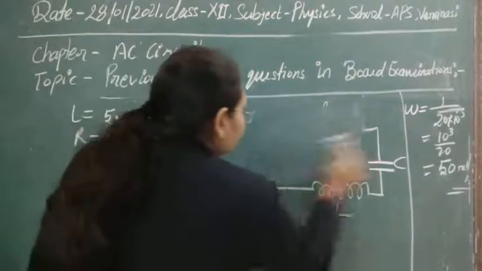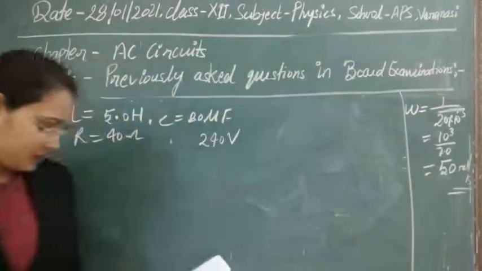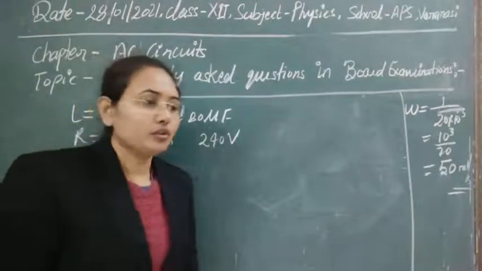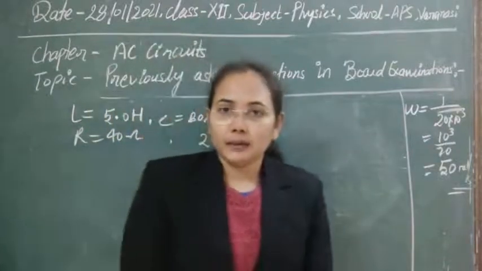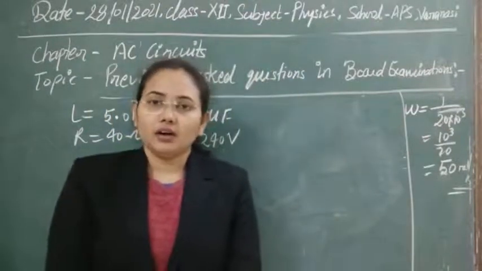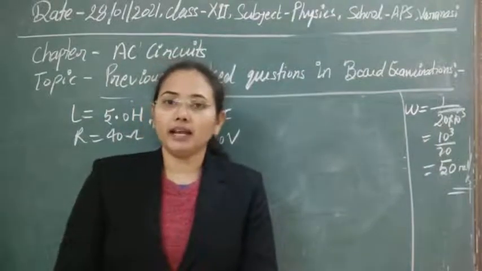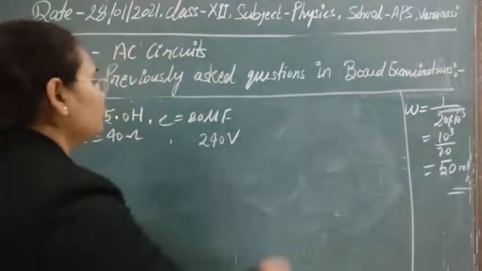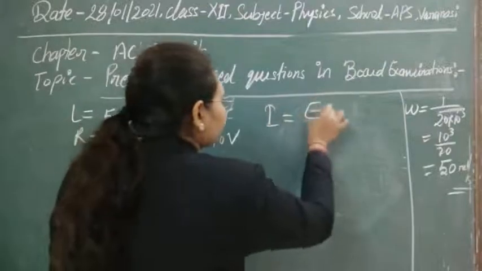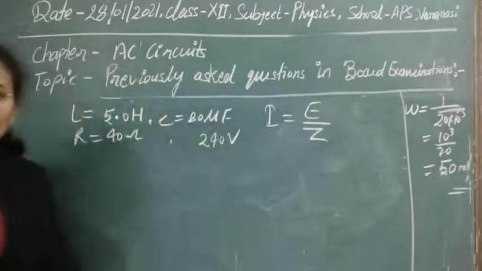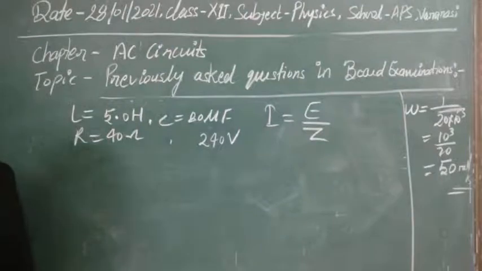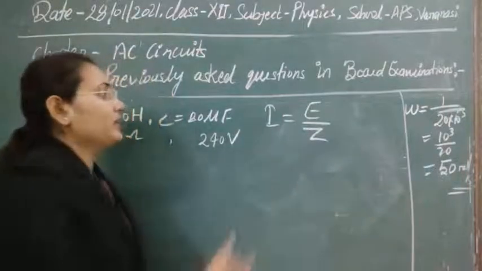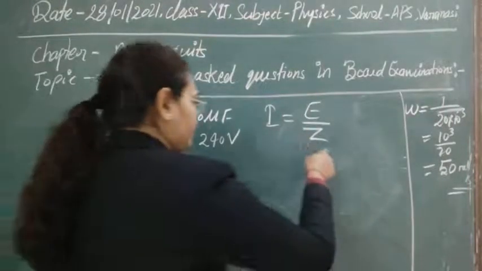The next question, the second question in this, is what will be the value of current at this resonating frequency. You know that at the resonating frequency the system has minimum value of impedance and maximum value of current, and that maximum value of current is given by E by Z, where Z is the impedance of the circuit and E is the peak value of the voltage. So let's first find the value of impedance here.